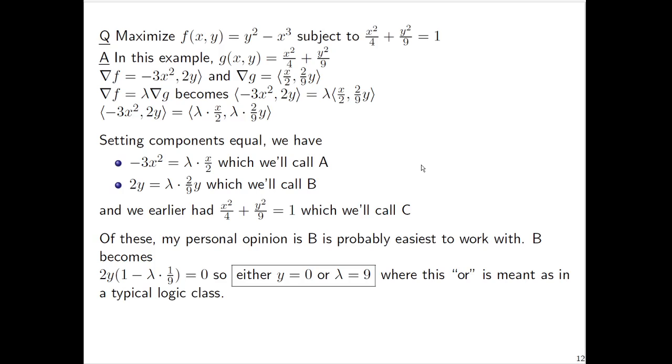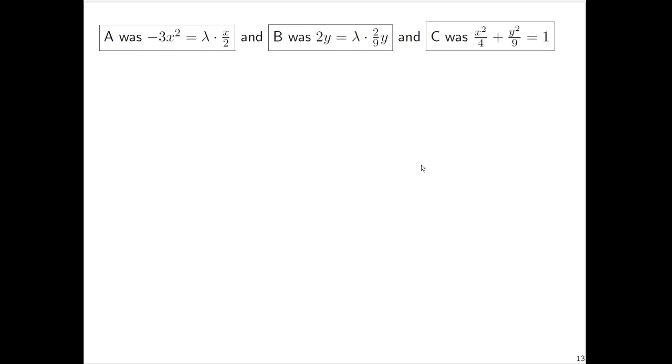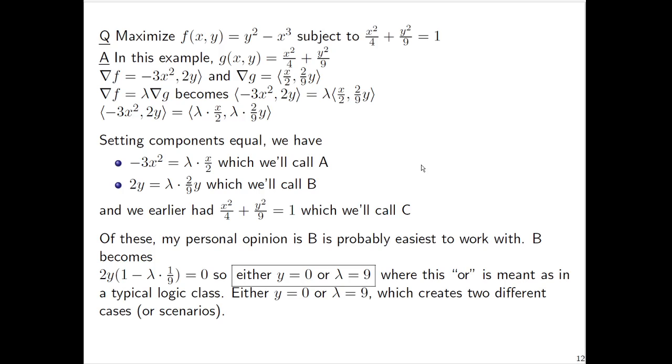The word or is actually the correct word here. This is or as in a typical logic class, and when you do the zero product property, even for solving a quadratic equation, there should be the word or. So the point with this word or, though, is that either y equals 0 or lambda equals 9. That's going to create two different scenarios. We don't know which thing occurs, so let's run this through two cases or two scenarios. So either y equals 0 or lambda equals 9.